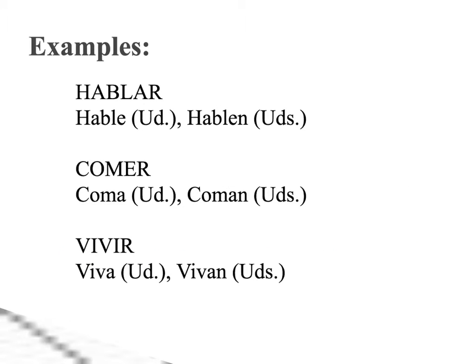So here are some examples. Hablar, we take the present tense yo, hablo, drop the O and add the opposite ending to get hable usted or hablen ustedes. These are subjunctive that you can use in a subjunctive phrase, but you would also use these as commands if you wanted to ask someone usted or a group of people ustedes to speak.